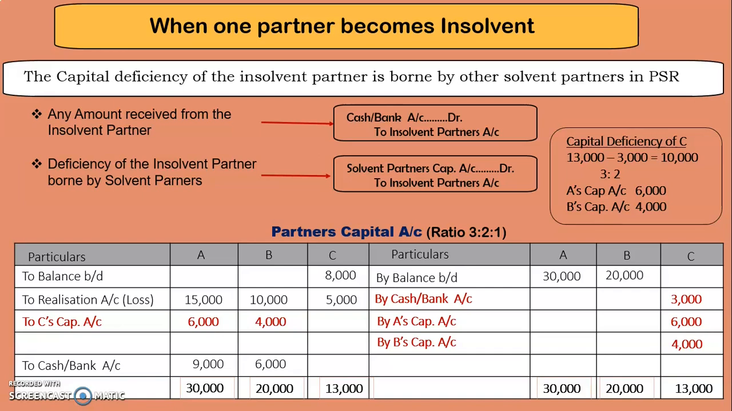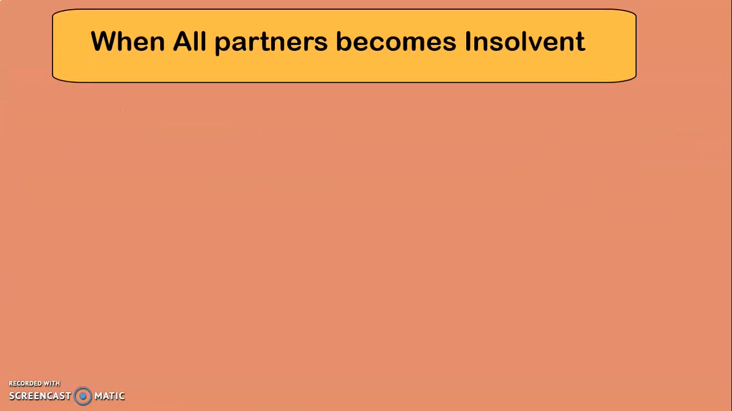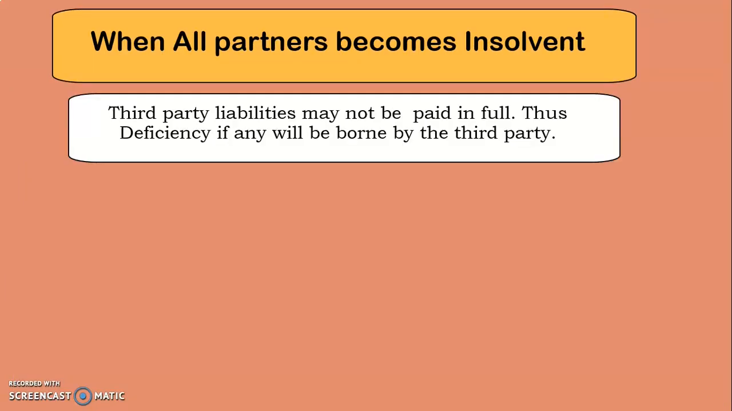And the second effect of this 9,000 and 6,000 will be shown in cash or bank account. And then when we close cash or bank account, it will tally. Now this was when one of the partners becomes insolvent. When all the partners become insolvent, third-party liabilities may not be paid in full. That is, the deficiency, if any, will be borne by the third party.